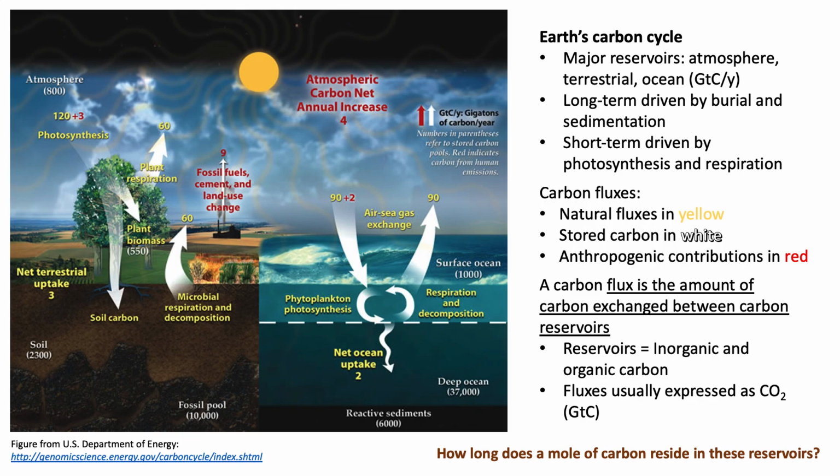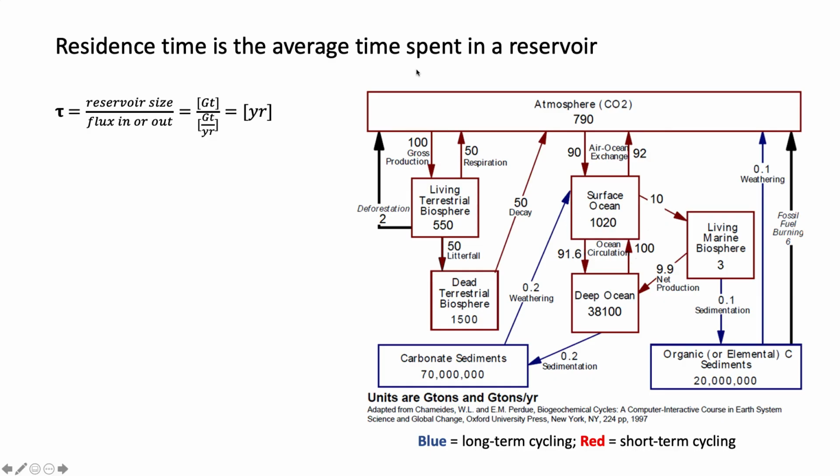And we can calculate the residence time. We can find out how long a mole of carbon, for example, will remain in one of these reservoirs. But how do we do that? So the residence time is the average time that's spent in a reservoir of a certain molecule. In our case, we're talking about carbon, so CO2, or just the carbon part of the CO2 molecule.